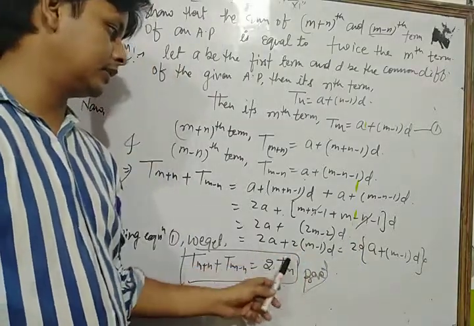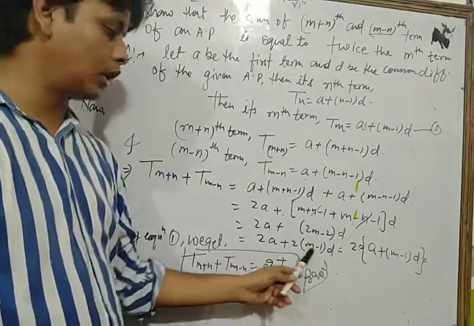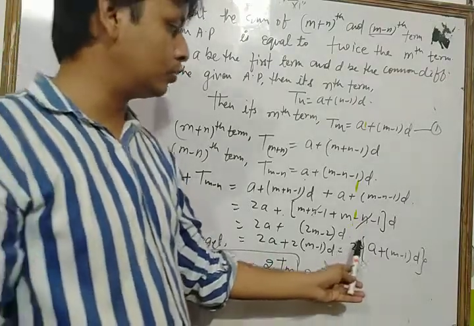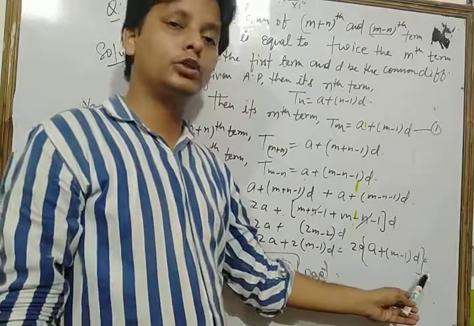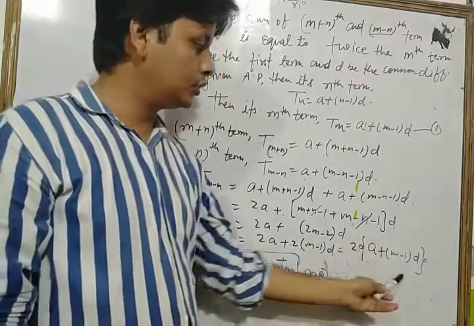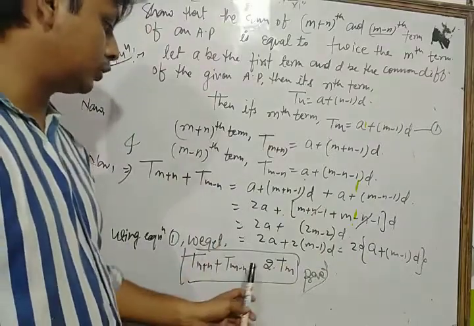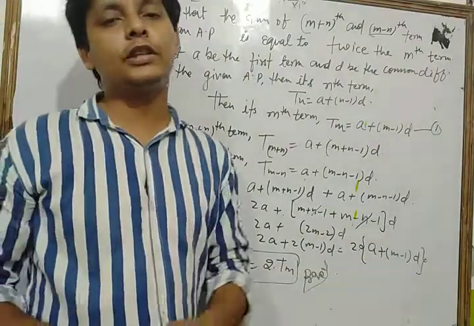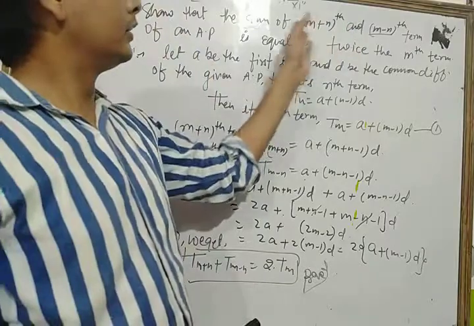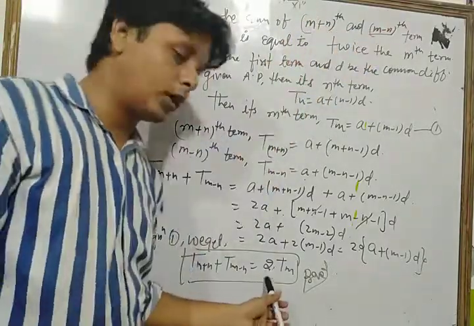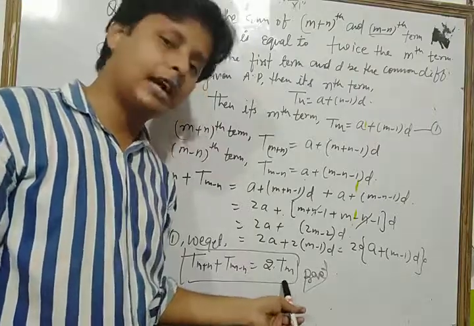Now here we take 2 as common in both the terms, so in this way we get 2 into, in bracket, a plus m minus 1 into d. Now using equation 1, we can say that this is equal to 2 times the mth term. So in this way, dear student, we can say that the sum of the m plus n and m minus n terms of this AP is equal to twice its mth term.